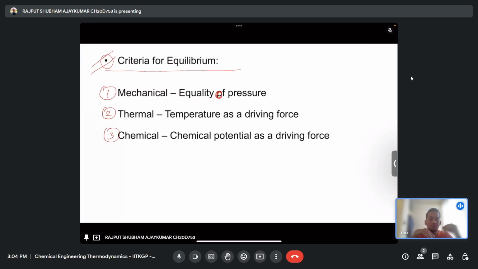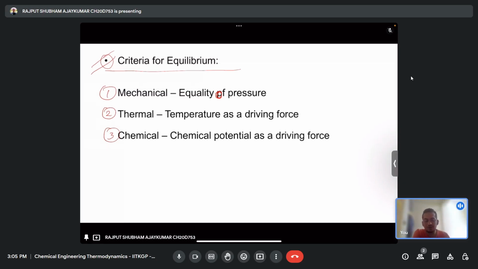Suppose I say the system is in thermal equilibrium. Thermal means heat. So you can say that H1 equals H2, or T1 equals T2. In simple terms, thermal means heat. That means the temperature of system 1 and system 2 must be the same. So temperature is the driving force in terms of thermal equilibrium.